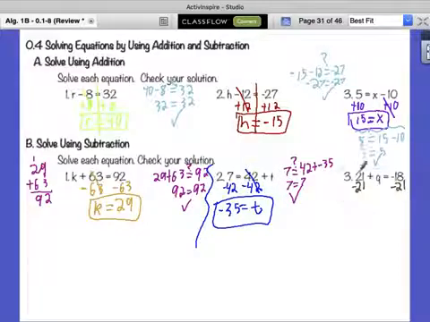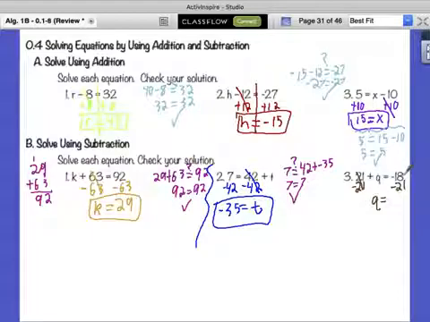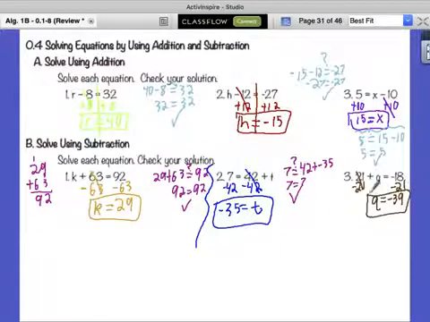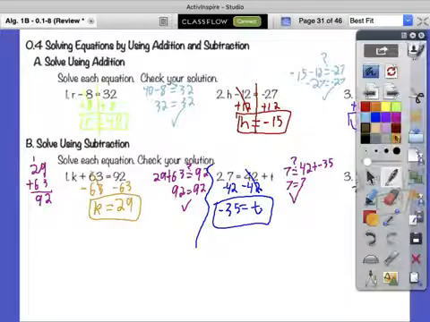21 minus itself is? 0. Q equals, are these the same sign or different signs? Same. Same sign, add, and you keep the sign. So what's 18 plus 21? 39, but it's negative, right? Because we're keeping the sign. So negative 39, and we'll go through and check it again.